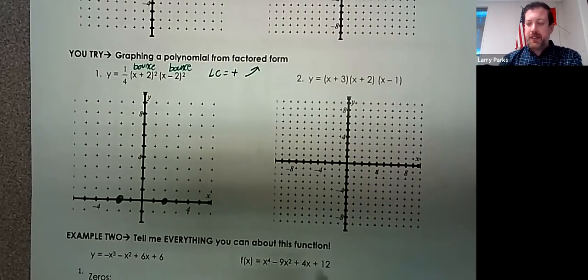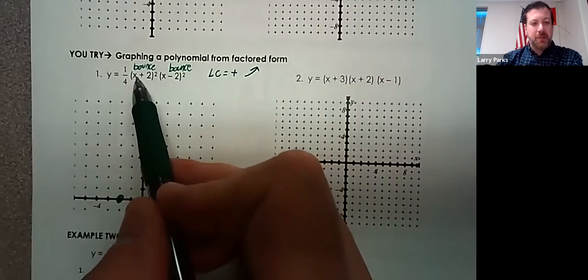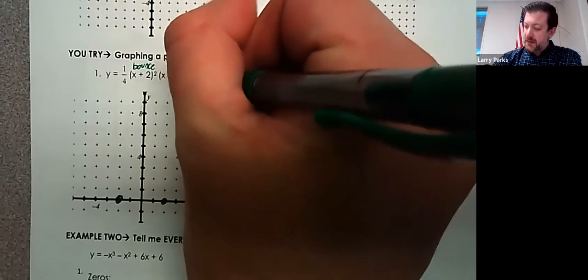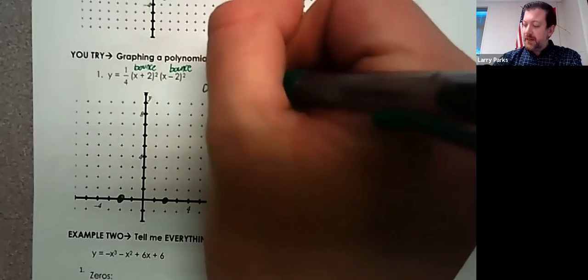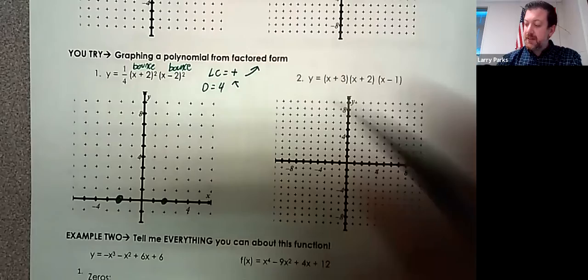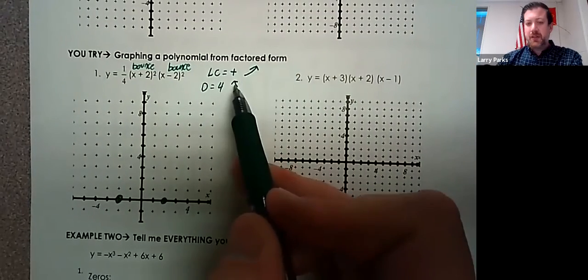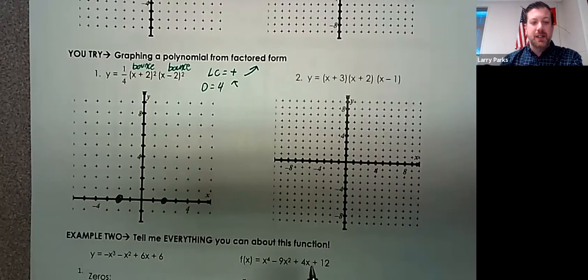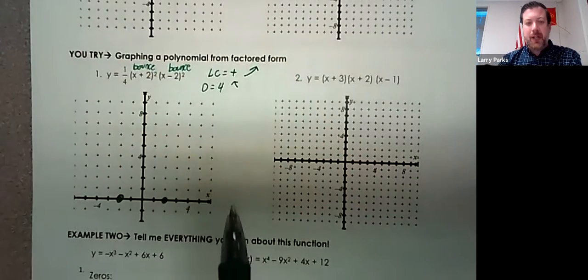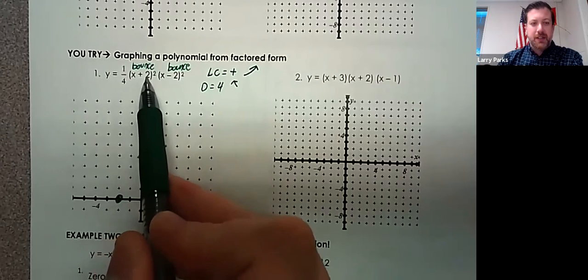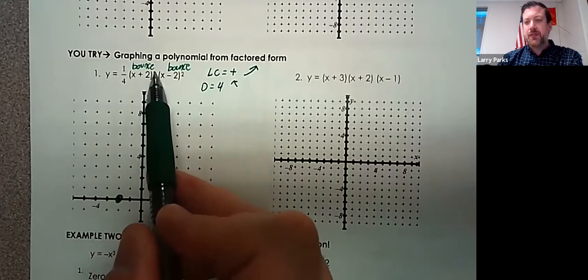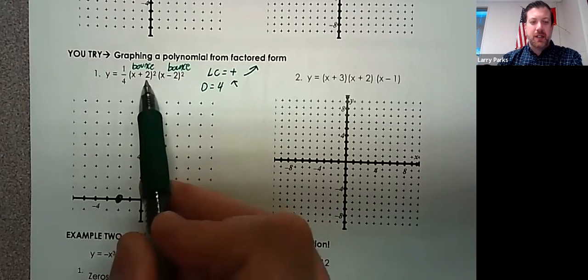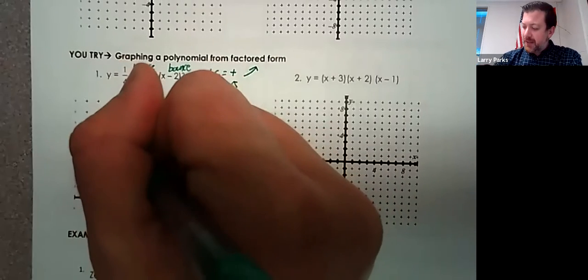And then what's the degree? The degree would be x squared times x squared is x to the 4th. So whatever it did on the right, it does on the left. So this one goes up and up. Okay, good to know. And then if I want the y-intercept, I would take 1/4 times 2 squared is 4. So 2 squared is 4, 1/4 of 4 is 1. And then -2 squared is 4. So I'd get 1 times 4 is 4. So it's going to have a y-intercept of 4.